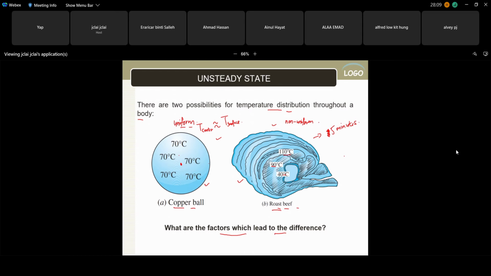Okay, because they have different what? I want your answer to be: because beef has a different what as compared to copper ball. Or another case is, let's say a small copper ball and a big copper ball, right? A big one might not have uniform distribution. Why? Okay, I want you to type your answer in the chat box. Type your answer now.